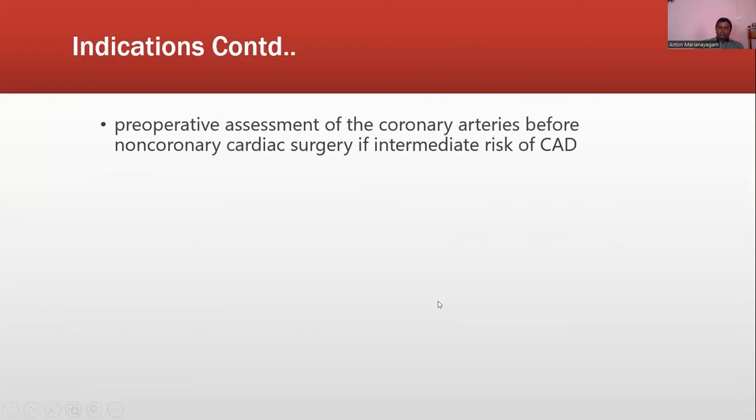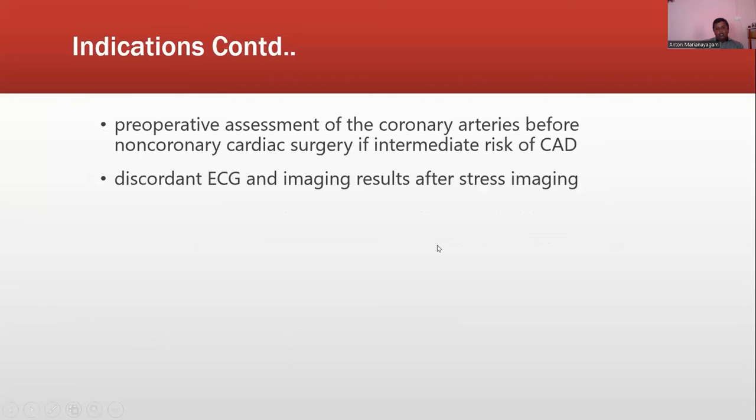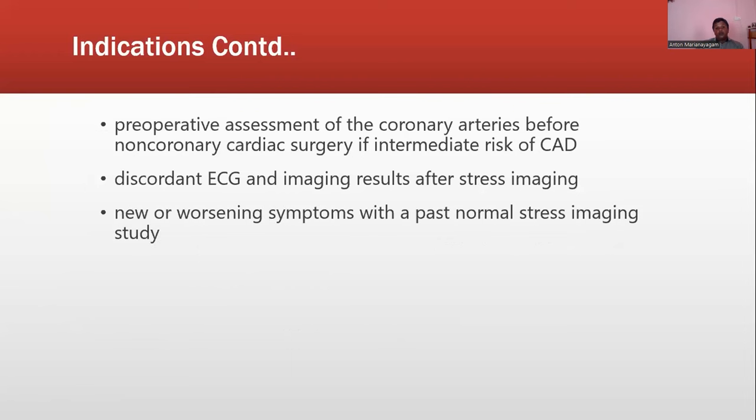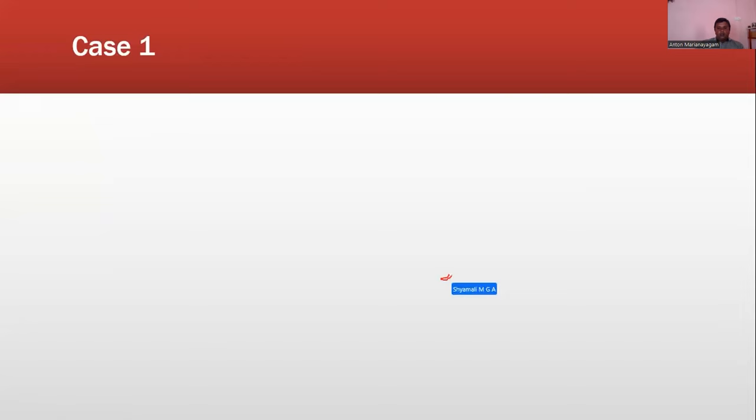Then preoperative assessment of coronary arteries before non-coronary cardiac surgery if intermediate risk of coronary artery disease. Discordant ECG and imaging results after stress imaging, new or worsening symptoms with past normal stress imaging studies, preoperative assessment for percutaneous aortic valve replacement. So now we are moving to cases.